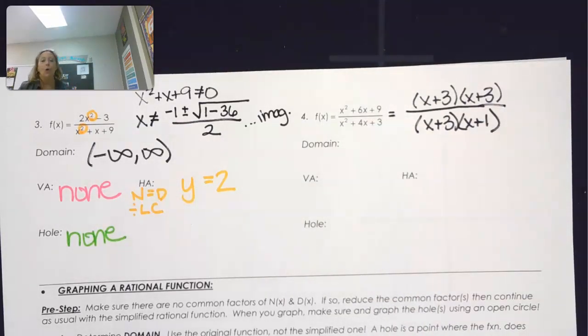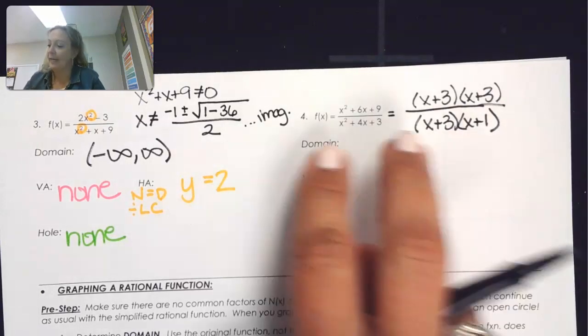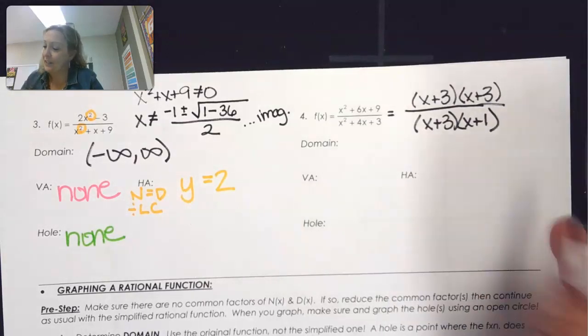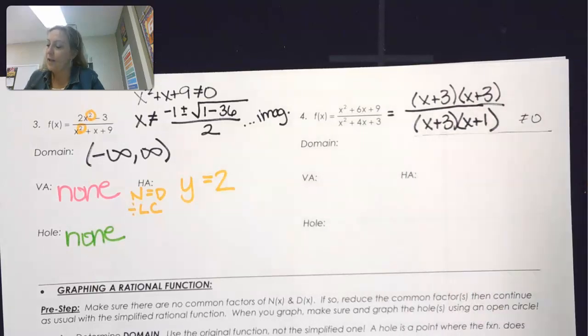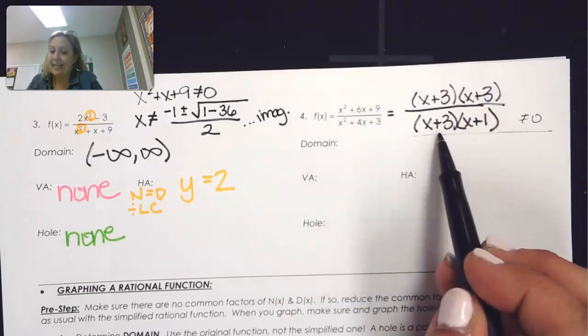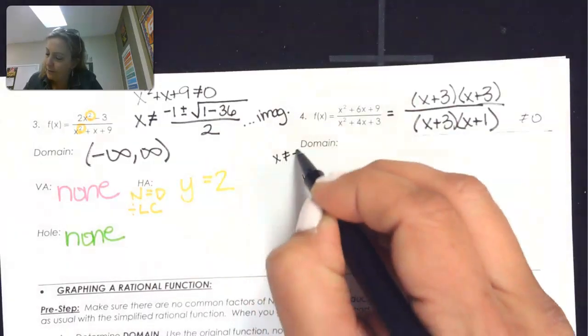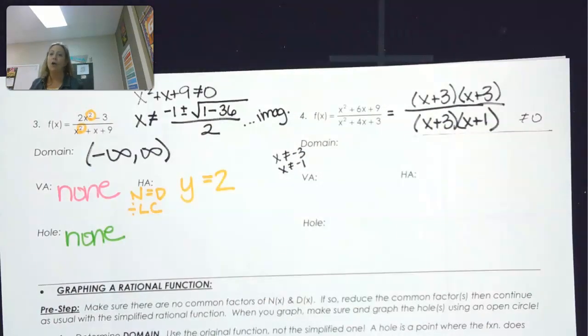Okay. When I think about the domain, I have to think about this entire denominator, okay? For our domain, we use the whole denominator. And I can see that this right here cannot equal 0, okay? So that means that x cannot be negative 3, and that x cannot be negative 1, okay? So I always look at the entire denominator for our domain.